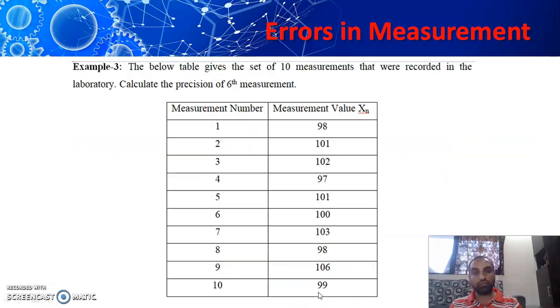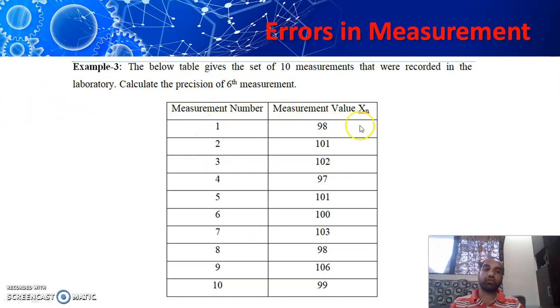So we have an example related to the precision. This is a table in which 10 readings are there, and for every reading we have some values. So in this table, there are 10 measurements. They were recorded in laboratories, and we have to find the precision for the sixth measurement.